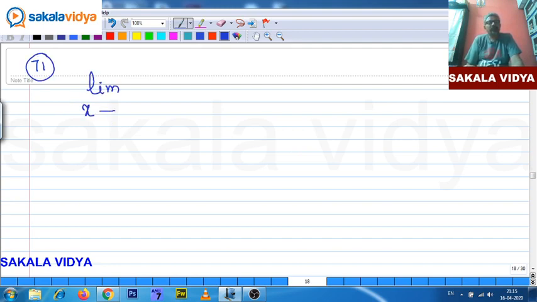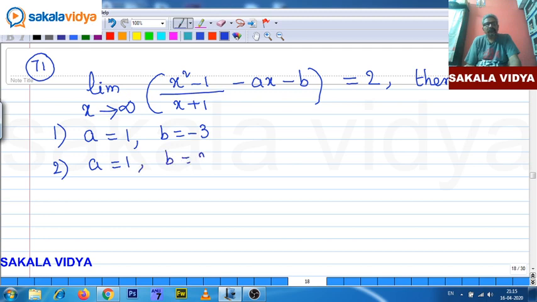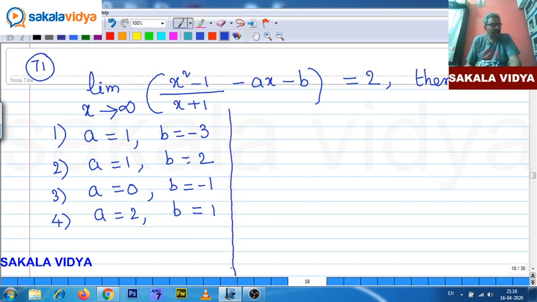Limit x approaches to infinity of x square minus 1 upon x plus 1 minus ax minus b equals 2, then: first option a is equal to 1, b equals to minus 3; second one a is equal to 1, b is equal to 2; third, a is equal to 0, b is equal to minus 1; fourth one a is equal to 2 and b is equal to 1. So, this is the problem.